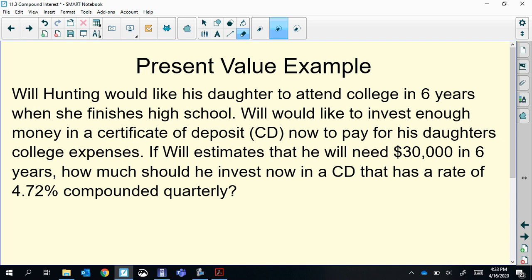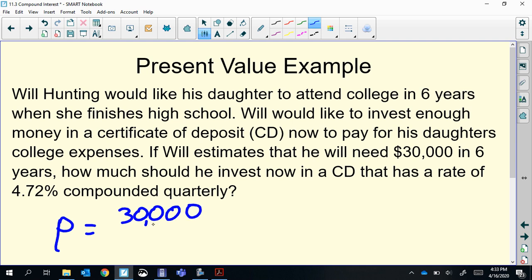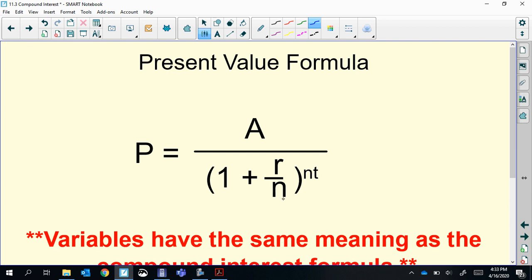All right, so to attend college in 6 years, Will would like to invest enough money now so that she will have $30,000 in 6 years. So we're trying to find how much now, so we're trying to find that P in the equation, and that 30,000 is the final amount that we're going to have. Then we will divide by 1 plus r over n to the nt, from that formula.